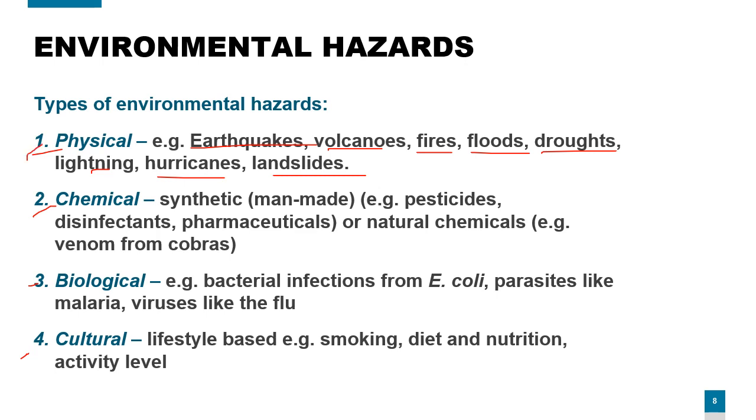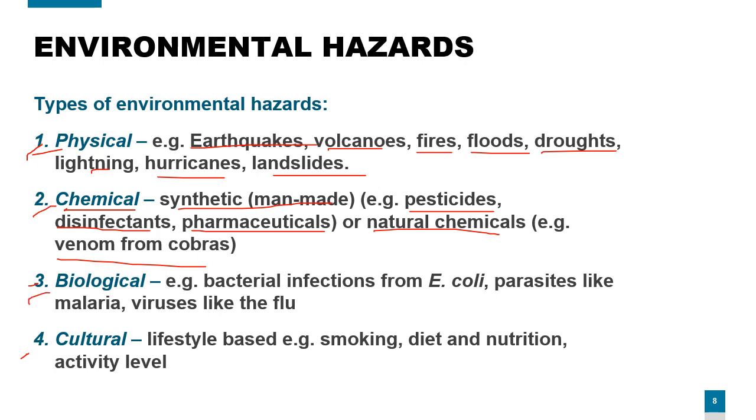We have also here chemical hazard. These could be synthetic or man-made. These are pesticides, disinfectants, pharmaceutical products. So yes, these are harmful to our environment. And of course, we have here the natural chemicals. We have the venom from cobras. These are hazards.